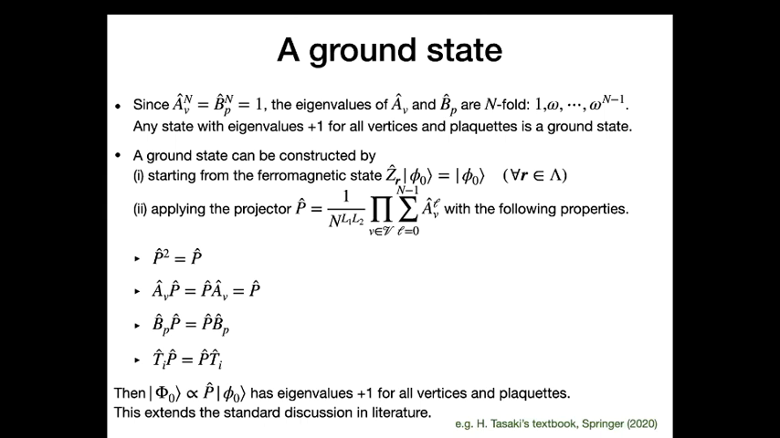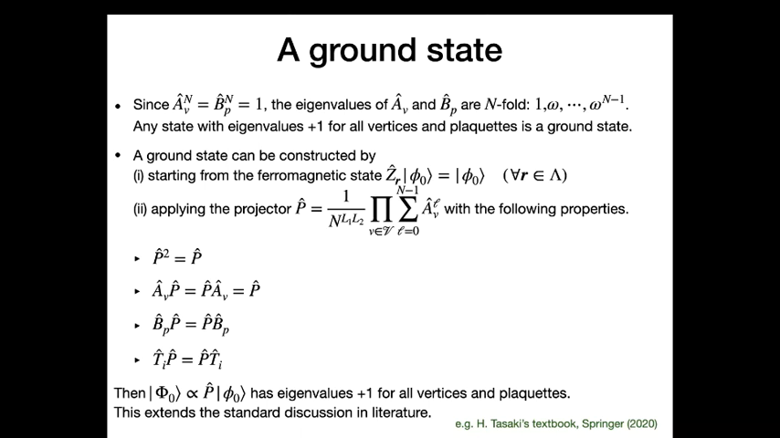The eigenvalue of this bracket operator and the vertex operator are just 1, omega to the power of n-1. And a state with eigenvalue plus 1 for all vertices and brackets is a ground state. So I want to construct this kind of state, and that is easy. I can start from, for example, a ferromagnetic state. So I have a state phi naught.